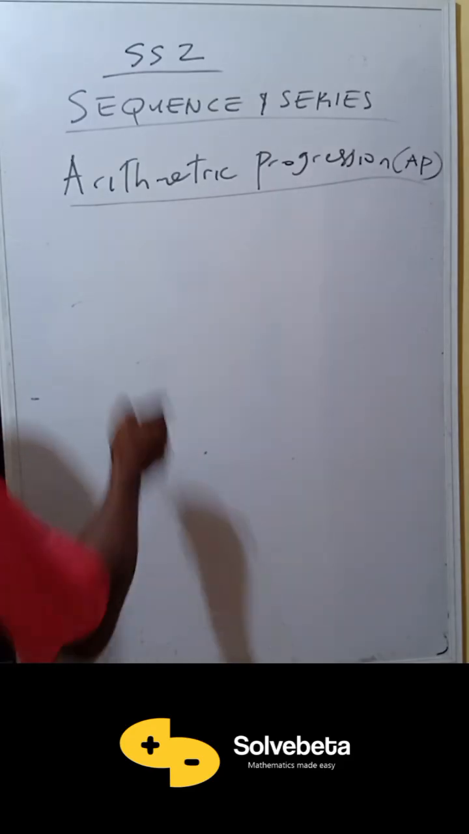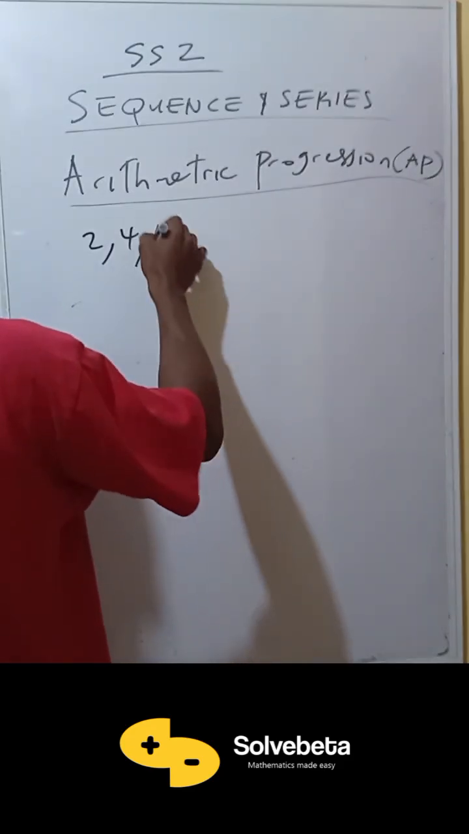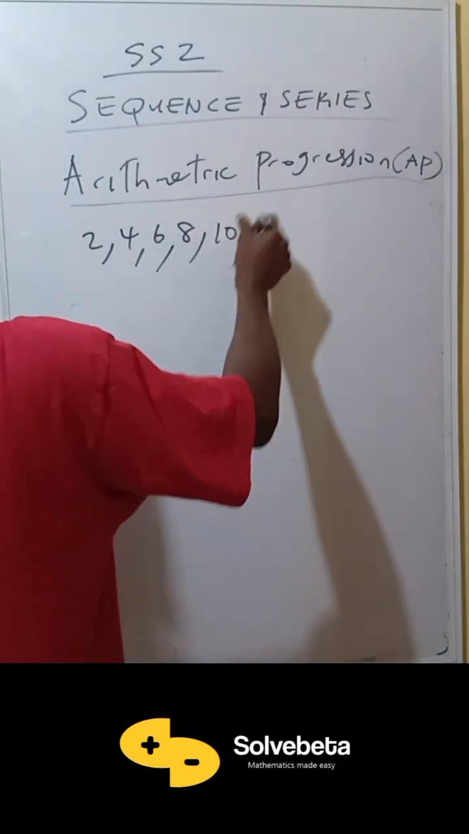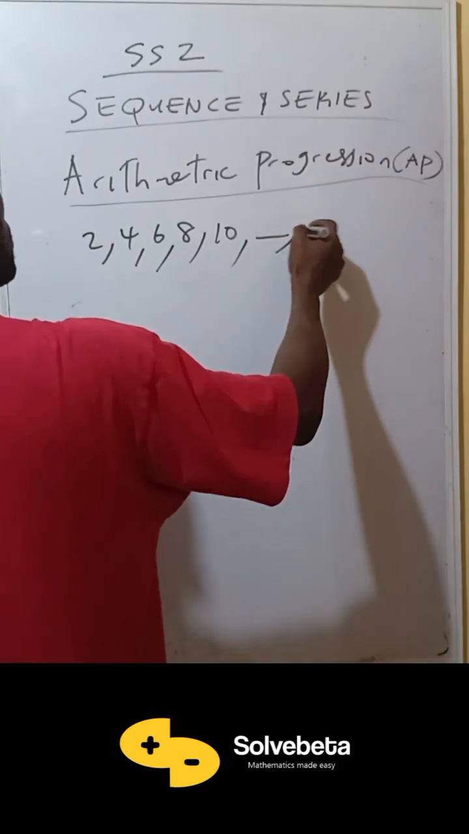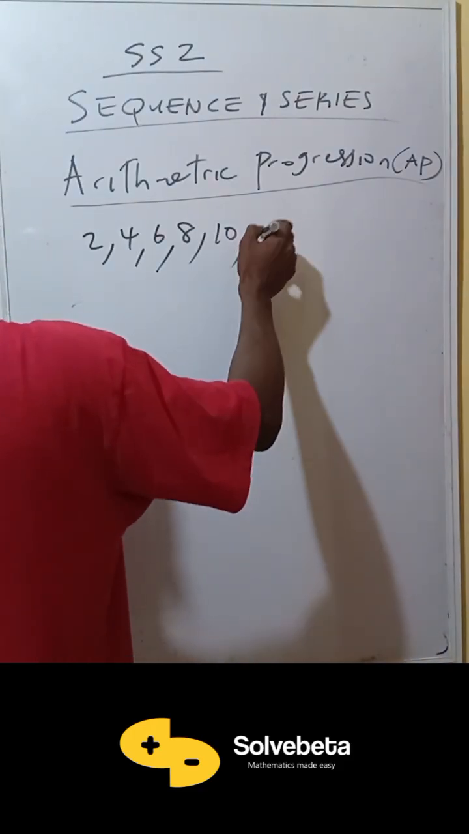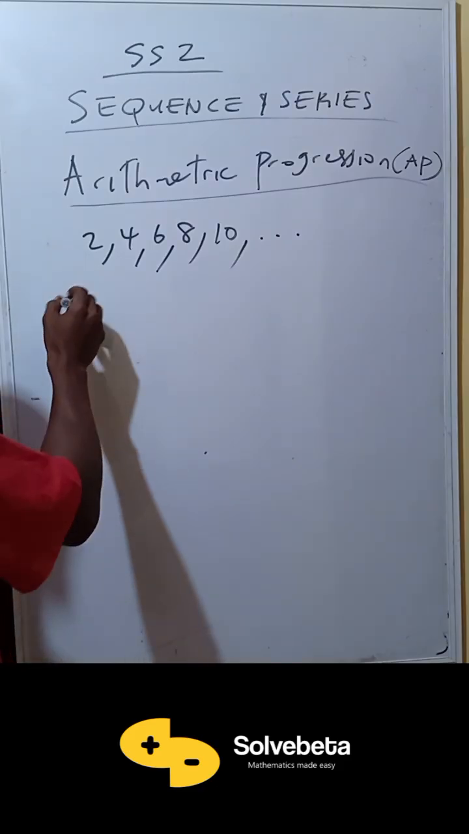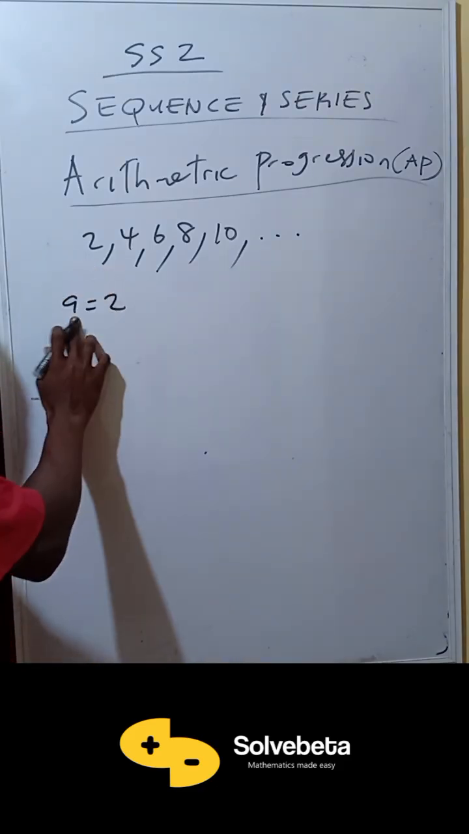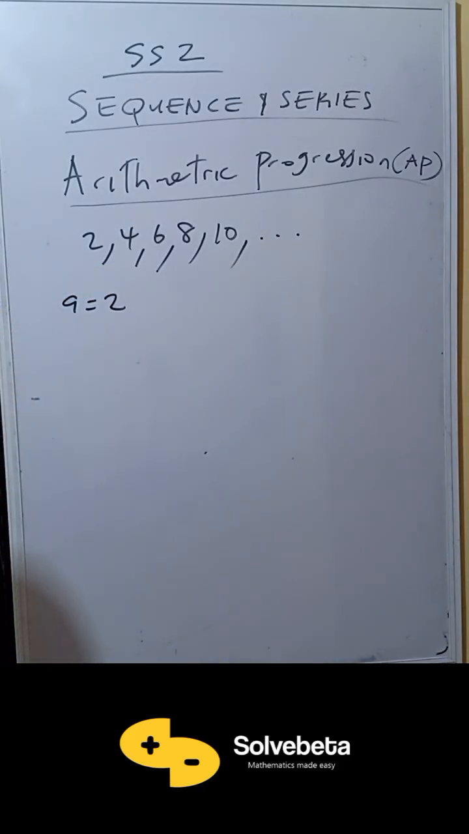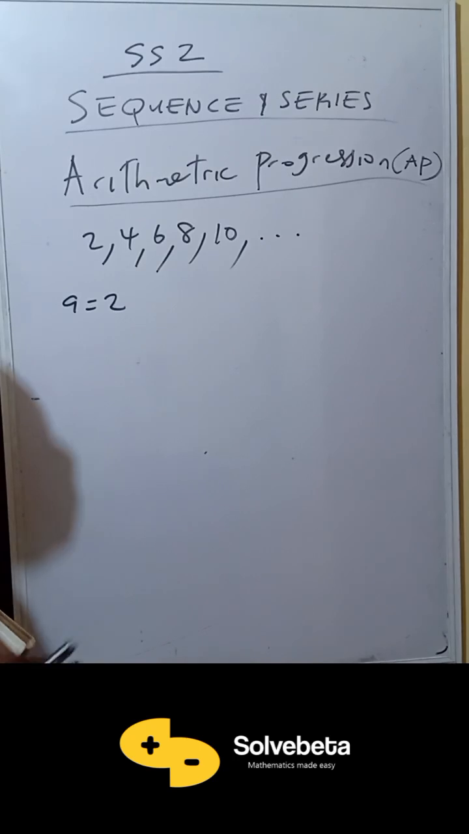So let's go back to this 2, 4, 6, 8, 10. We can just continue like this and so on and so forth. Now the first term of this sequence is A. The first term is denoted by what? A. There's a formula to get any term in this sequence.